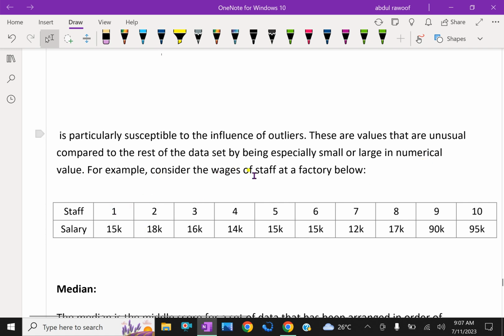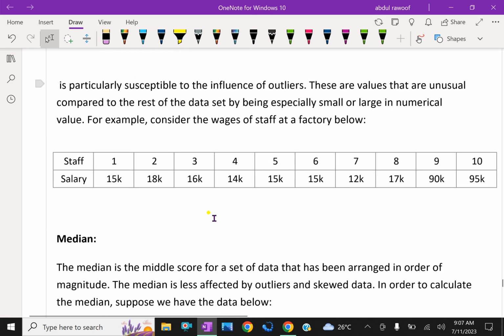For example, consider the wages of the staff at a factory below. Here, staff numbers 1 to 10 are given, and their respective salaries are given, that is 15K, 18K, up to 95K. To find the mean, we add all the salaries and divide by the number of workers, here 10. So we get the mean.